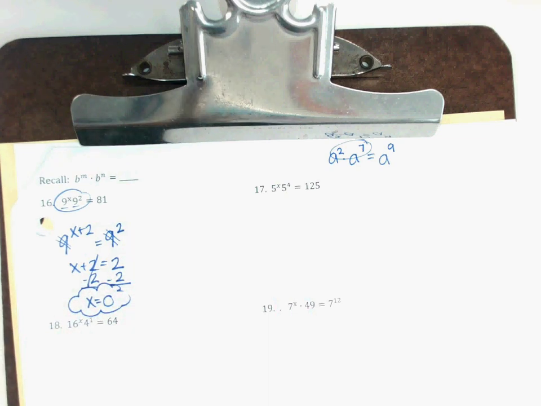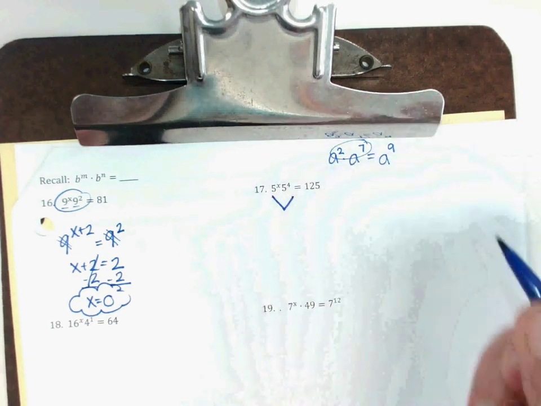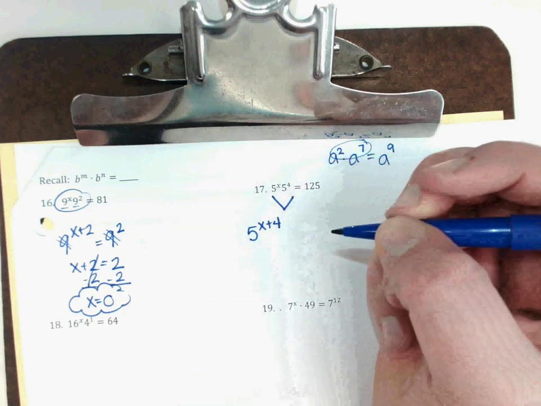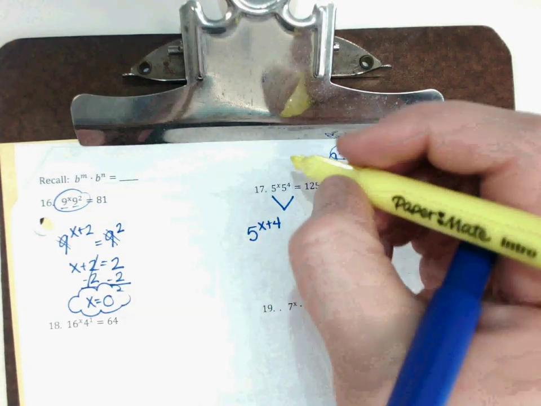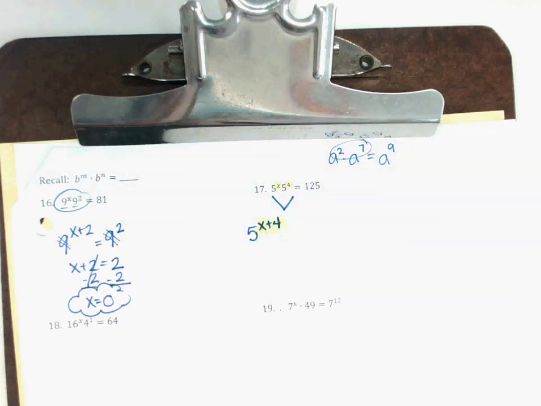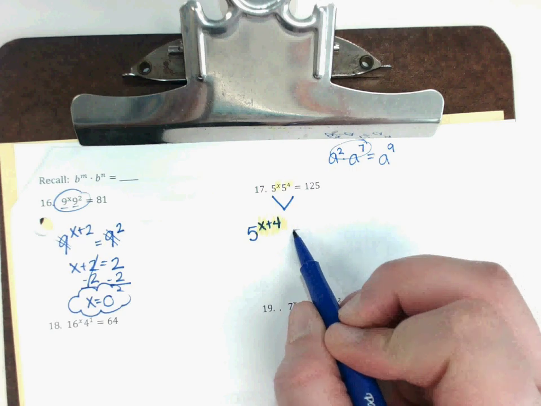Okay, take a look at number 17. I have 5 to the x times 5 to the 4. What do I do with the exponents? When I combine, it'll be 5 to the x plus 4. So remember, you take these little numbers and you add them together in the exponent because they have the same base. Other side, 125, look it up in your chart.